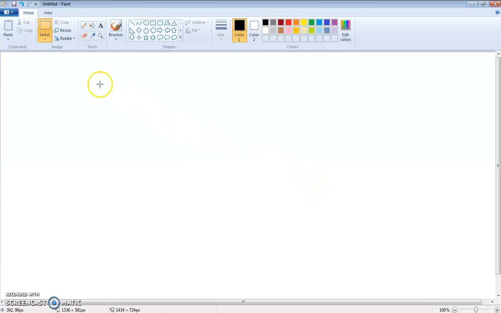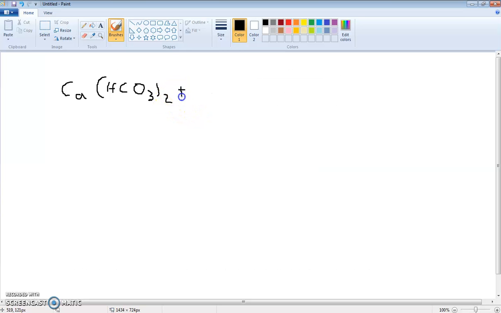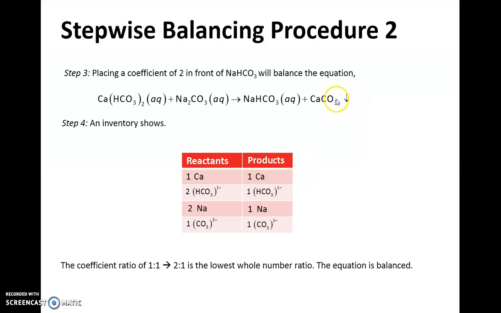Alright, so we have Ca(HCO3)2 plus Na2CO3, and that's going to produce NaHCO3 plus CaCO3.